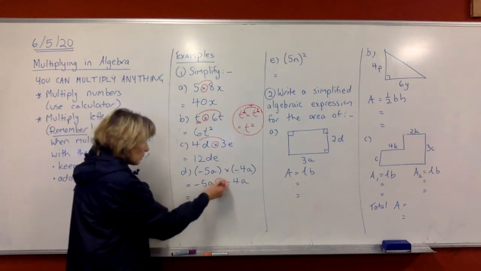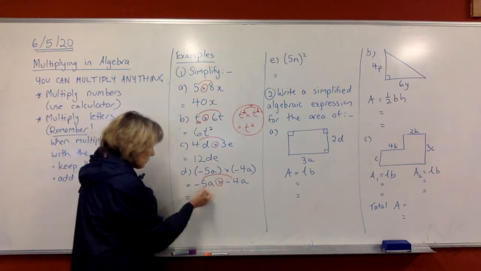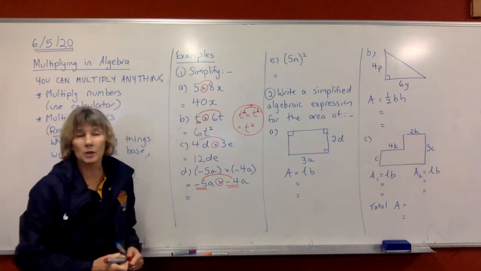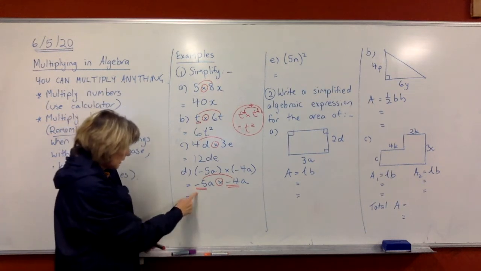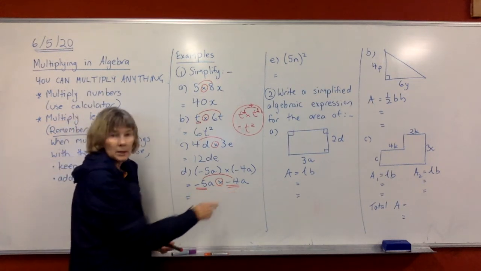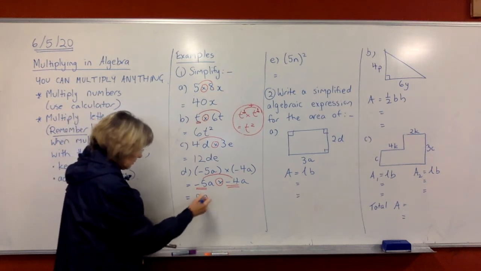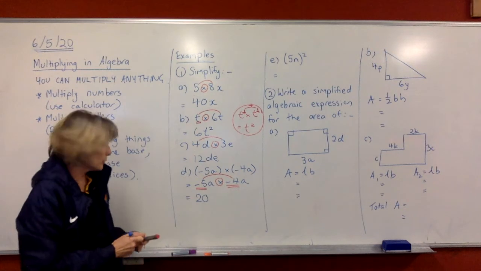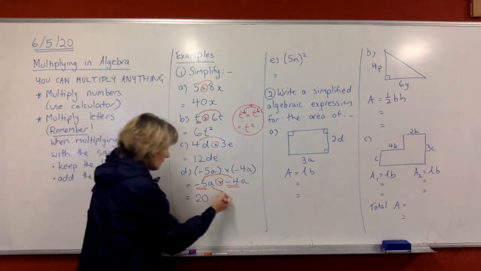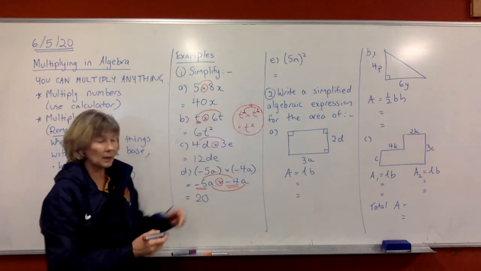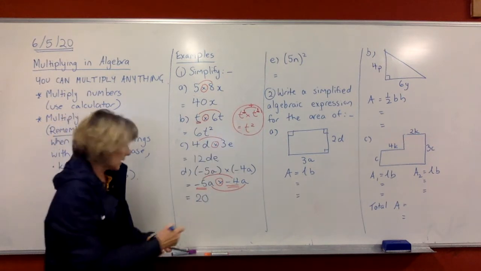Now you can see we're multiplying, so we're going to multiply our numbers. Now make sure with this one that you type in your calculator -5 times -4. The calculator will give you 20, and then you're going to use your own brain to be doing the letters. A times A, it's a bit like this one up here, so A times A is A squared.